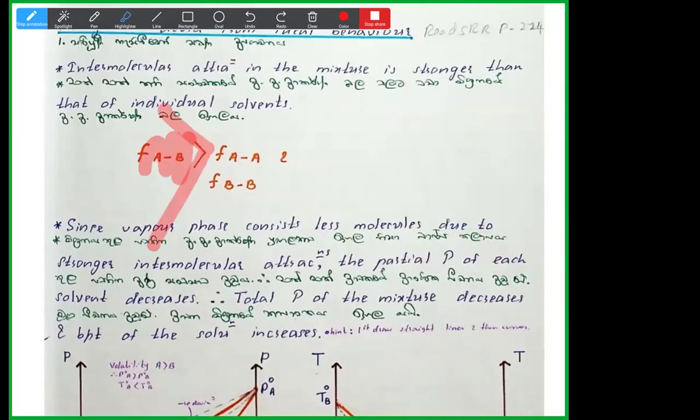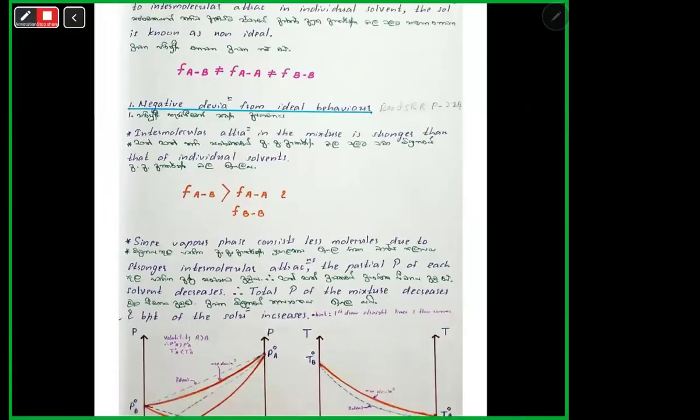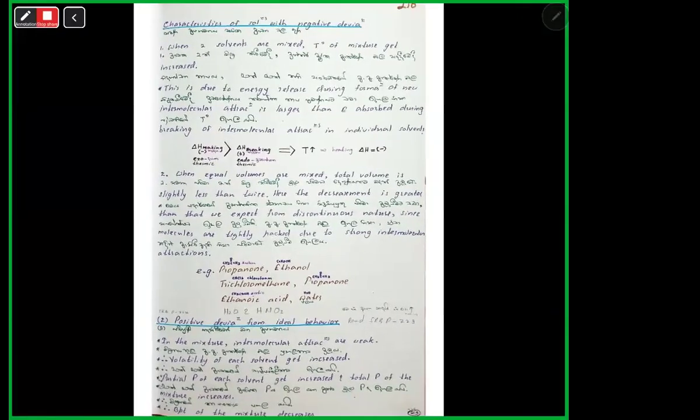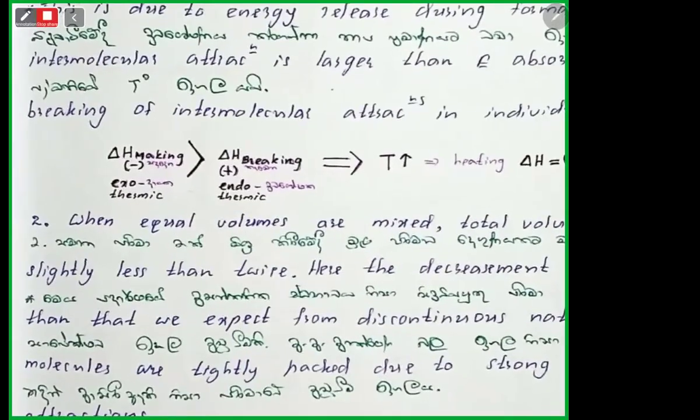Intermolecular interaction is supposed to be less. Then more and more molecules are going to the vapor phase, so the pressure is high. We call it positive deviation. That's negative deviation and positive deviation. The rest of the part you can understand easily. So this reaction is a negative deviation.